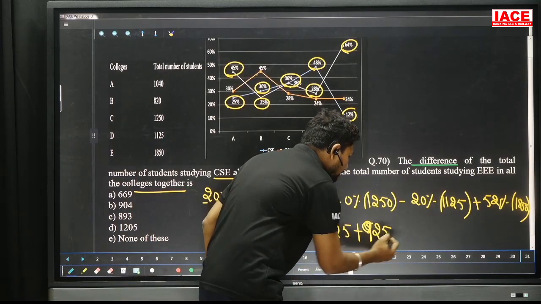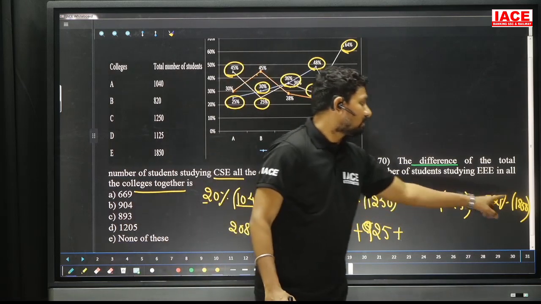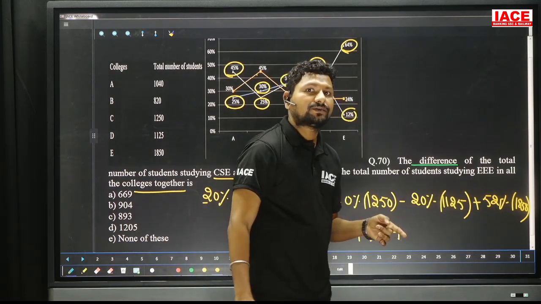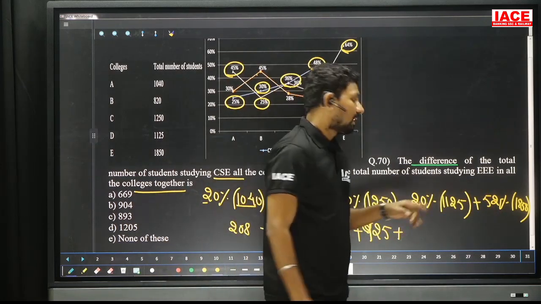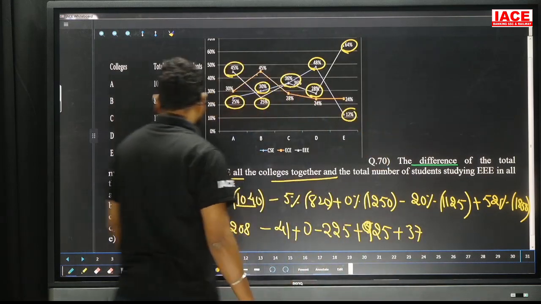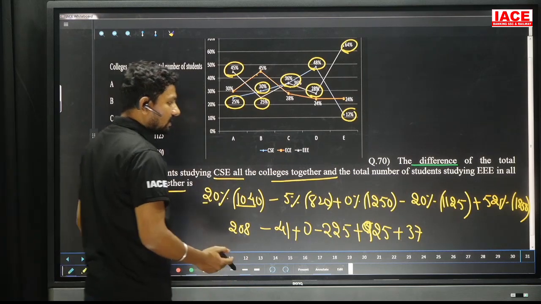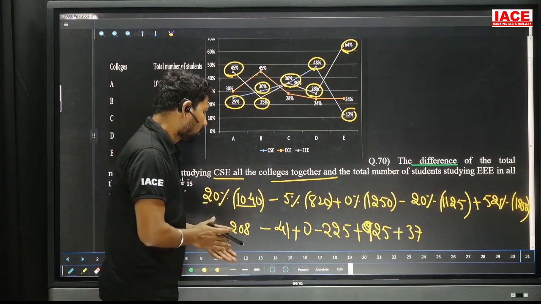So 925 plus extra 2% is required. Extra 2% is required means 185 double. 185 double value is 3700. 37 will be there, 2 zeros will cancel. This is our answer. To cancel the final answers, such a calculation is mandatory. Without values we can't calculate.